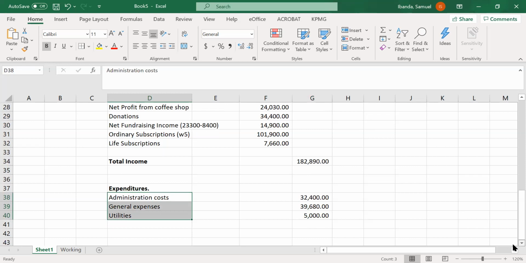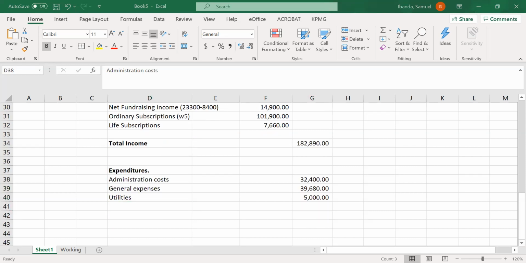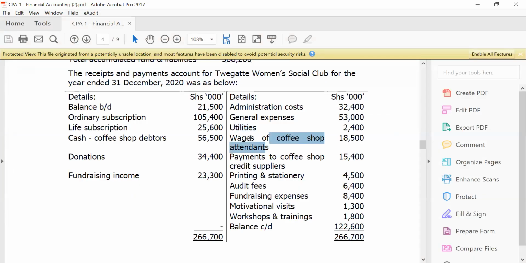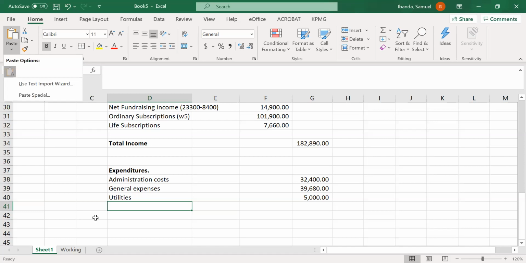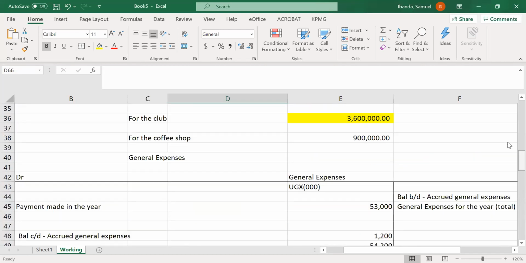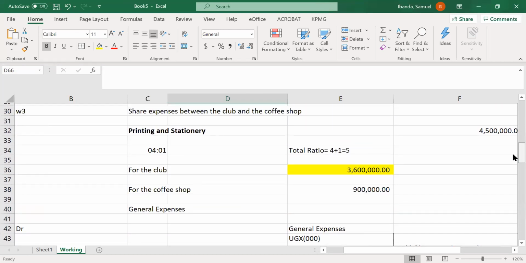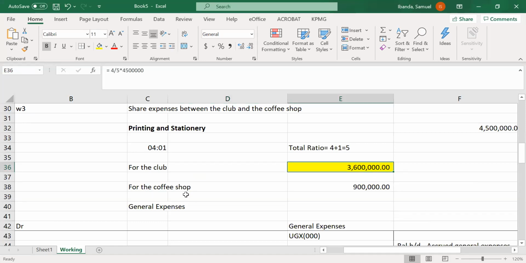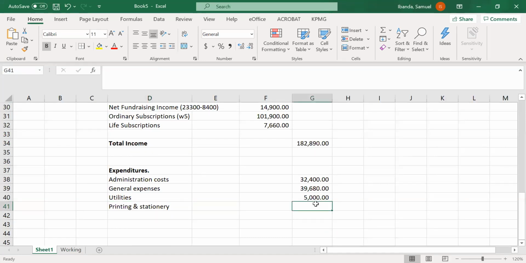And then next, I'm going to look at the next expenditure. Wages, this is 100% coffee shop. Payment to coffee shop, this is not an expense, okay? And we already catered for it somewhere. I'll pick printing and stationery. I also made some working on printing and stationery. I had some work on it. I'll just come and pick my printing and stationery. It was 3,600. I'll just come and write 3,600 here.